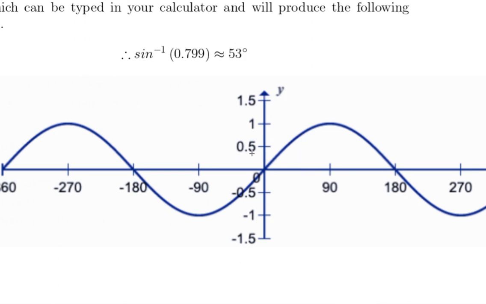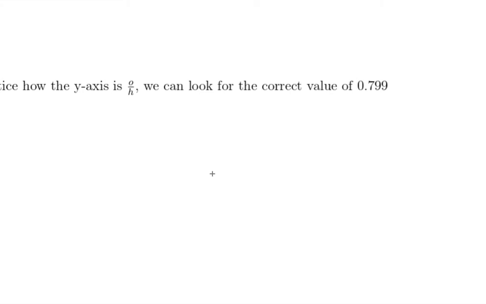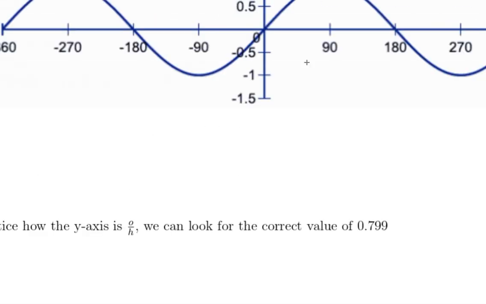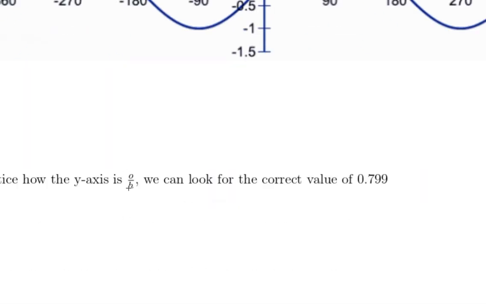Anyway, regardless, what do we know? We know that we want an angle of 53 degrees, and we suggested it came from a height of 0.799. So all I've done is I've said, do not forget that the y-axis is still a representation of opposite divided by hypotenuse.